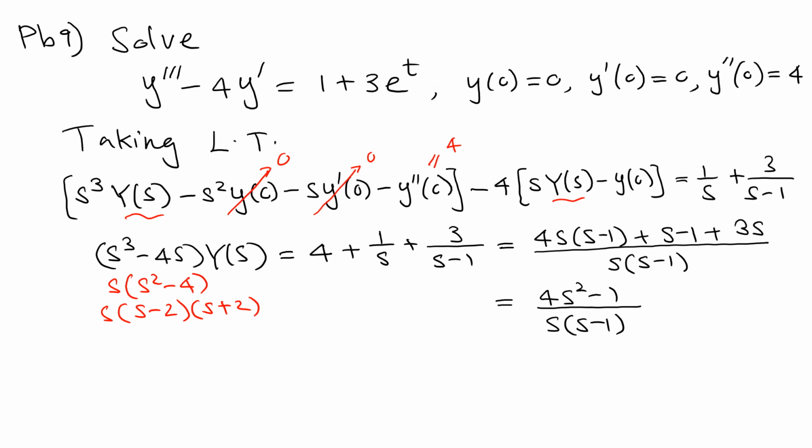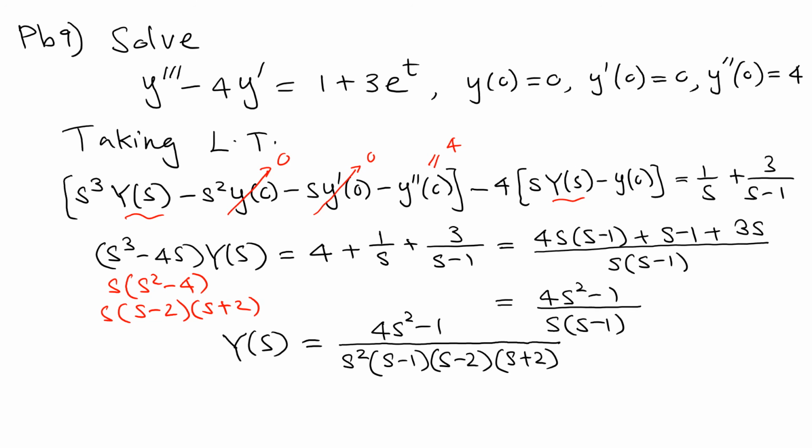So the Y(s) is in the fully factored form. So you have 4s squared minus 1 over s squared. You get a squared term because you get s from both sides. And s minus 1, s minus 2, s plus 2. Now what we do, we can use the cover-up method to find most of them except one. So let's write the form. So this is the form.